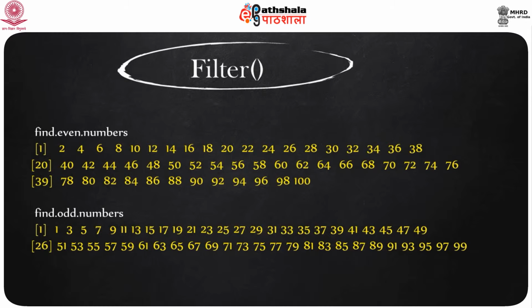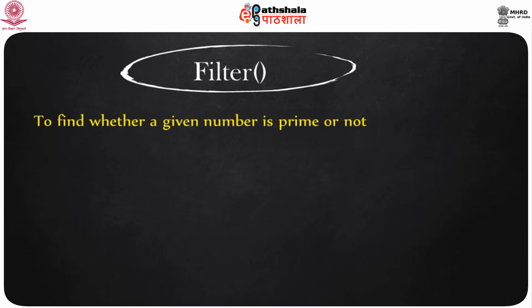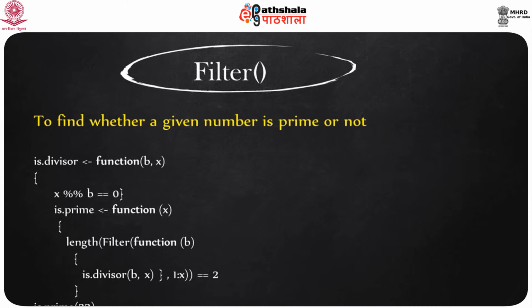Now let us see how we can write some more complex function quickly. Here we are trying to find whether a given number is prime or not. So at first we have a function is.divisor, which is a function of b and x, and this will take care of whether, if we divide x by b, the remainder will be 0 or not. If it is 0, then the output will be TRUE and FALSE otherwise.